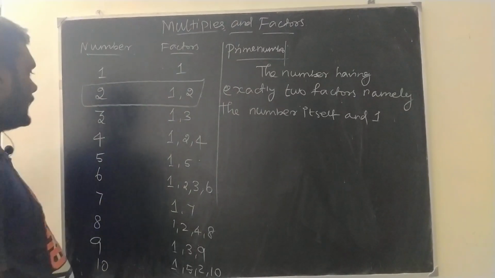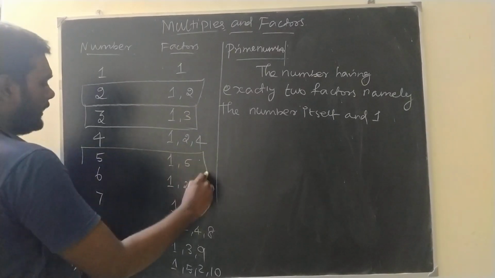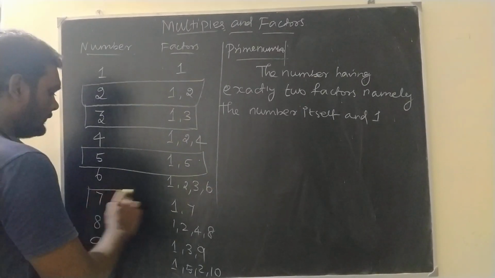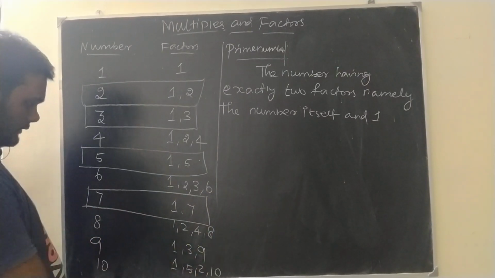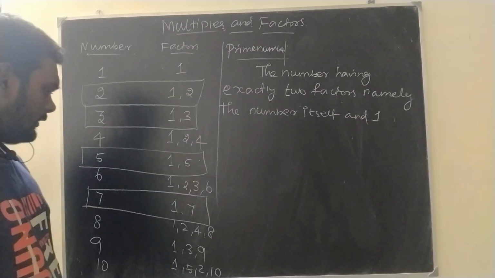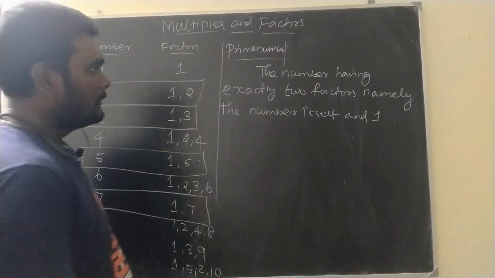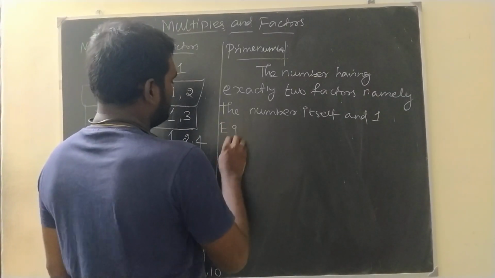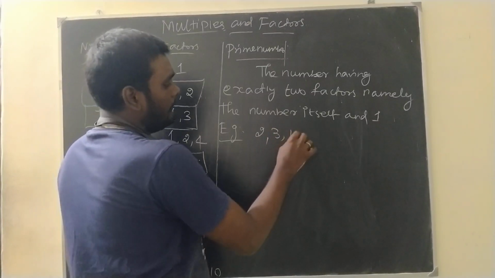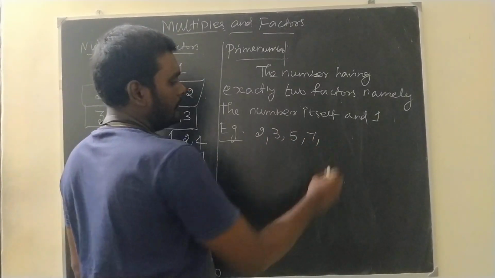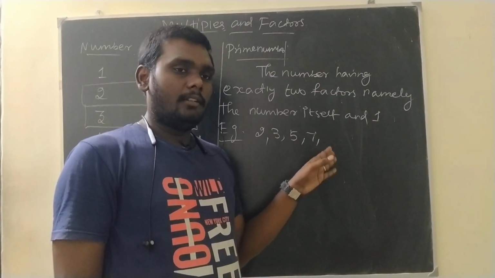2 is having 2 factors, 3 is having 2 factors, 5 is having 2 factors, 7 is having 2 factors, and that is it. After 7, nothing. So, example, the number 2 is having 2 factors, 3, 5, 7. After that, 8 is not coming, 9 is not coming, 10 is not coming. What about 11?